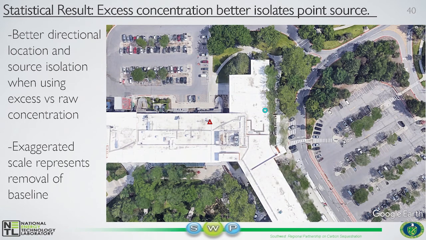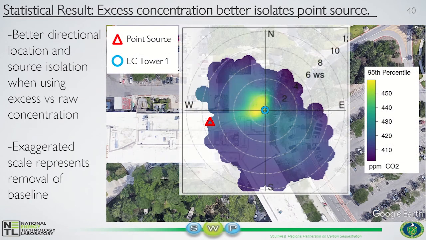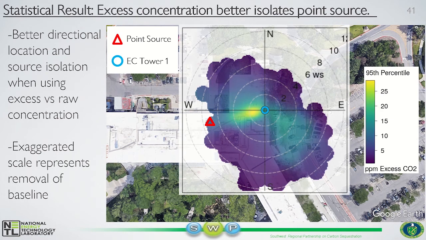Plotting the 95th percentile of raw CO2 values shows us a broad range of potential source directions, both to the northwest and somewhat to the southeast. However, if we create a similar plot using the 95th percentile excess CO2 concentration above the baseline, we isolate the source much more clearly. Here we can see that the direction of elevated concentration points directly toward the known source. This result, and similar plots from other positions, show how useful using the excess concentrations in the statistical methods is for isolating the most influential sources.